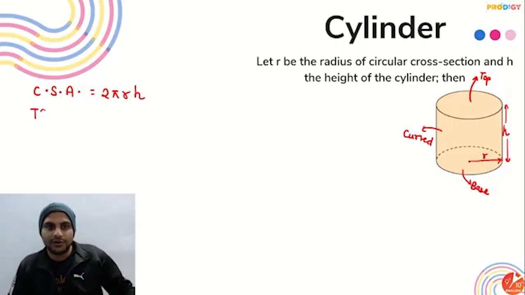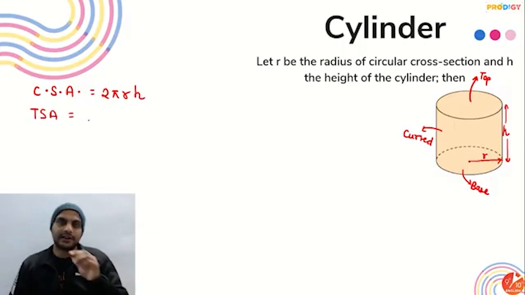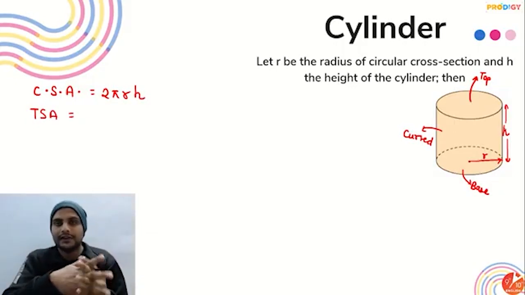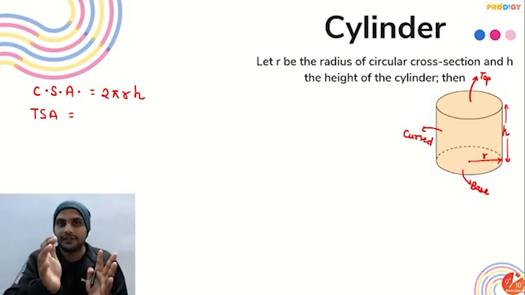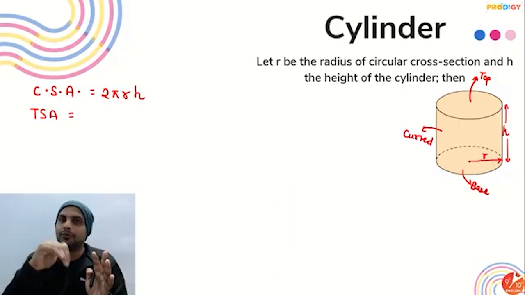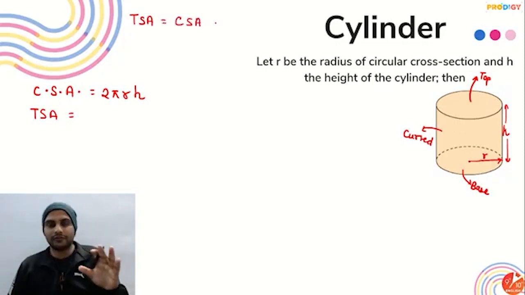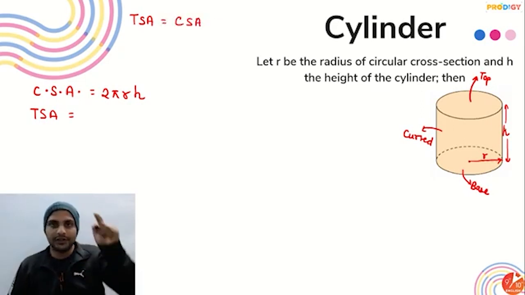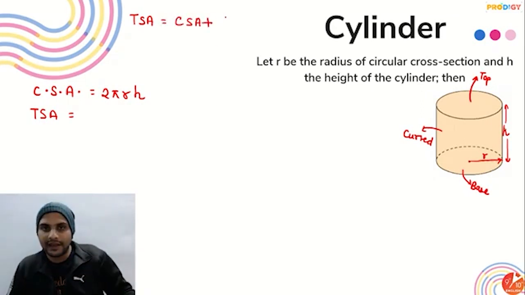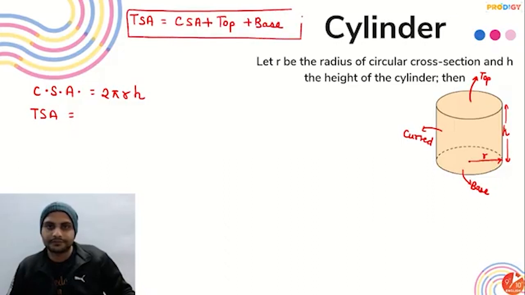Now when I talk about total surface area, guys, if you have studied earlier as well, that curved surface area or lateral surface area is area of all surfaces except top and bottom, and total surface area is areas of all the surfaces. So I can say total surface area can be written as curved surface area, in which we have got the areas of all surfaces except the top and bottom. So in curved surface area, if I add the area of top and the area of the base, I will get my total surface area, right?